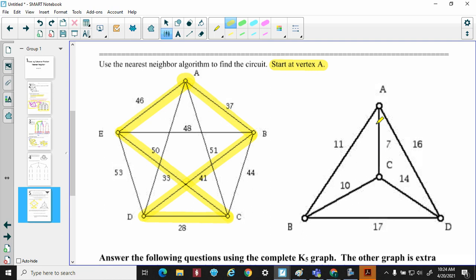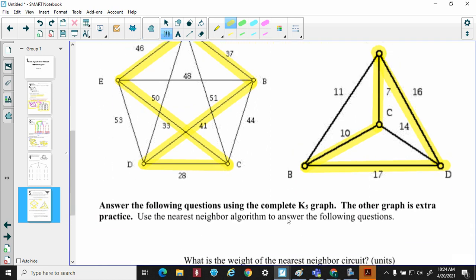All right. From here, again, starting at vertex A, my nearest neighbor is C. From C, I have B, I have D. Well, B is closer. From B, I'm getting to that point where I'm running out of options. I have to go to D to complete the circuit here, and I would have to go to A to finish it out. So that would be my nearest neighbor.